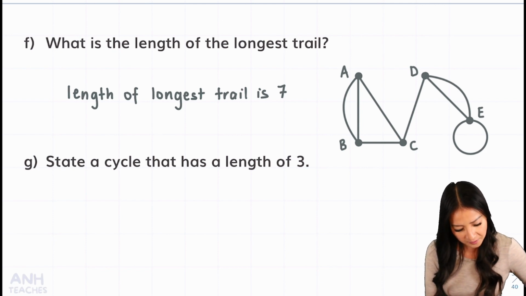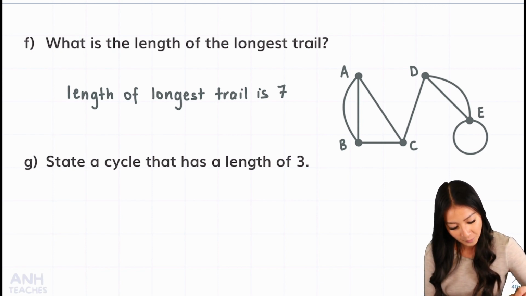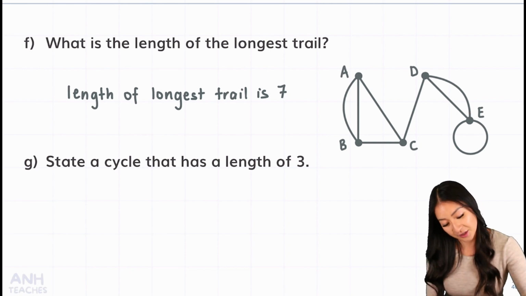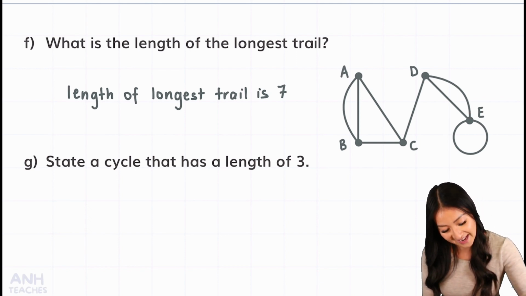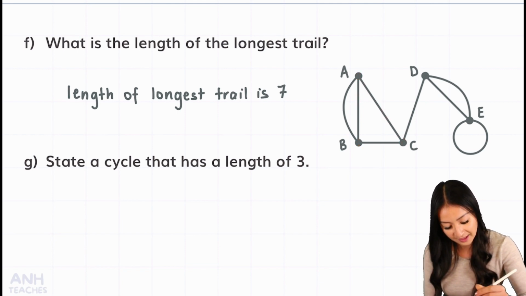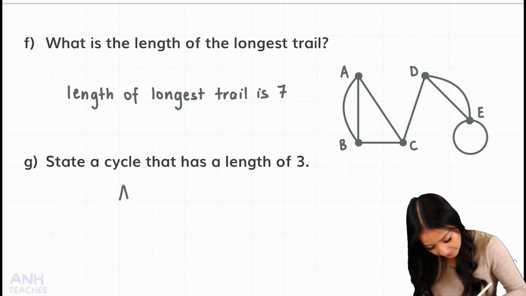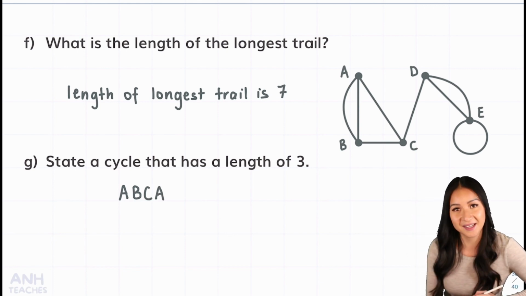So a cycle that has a length 3, well, there is one possible cycle over here of length 2, for example, E, D, E, but I'm going to use this one over here. I'm going to start at A, travel to B, to C, and then back to A. So 1, 2, 3, that's a length of 3. And I'm just going to state the cycle. I'm going to start at A, B, C, and then back to A.